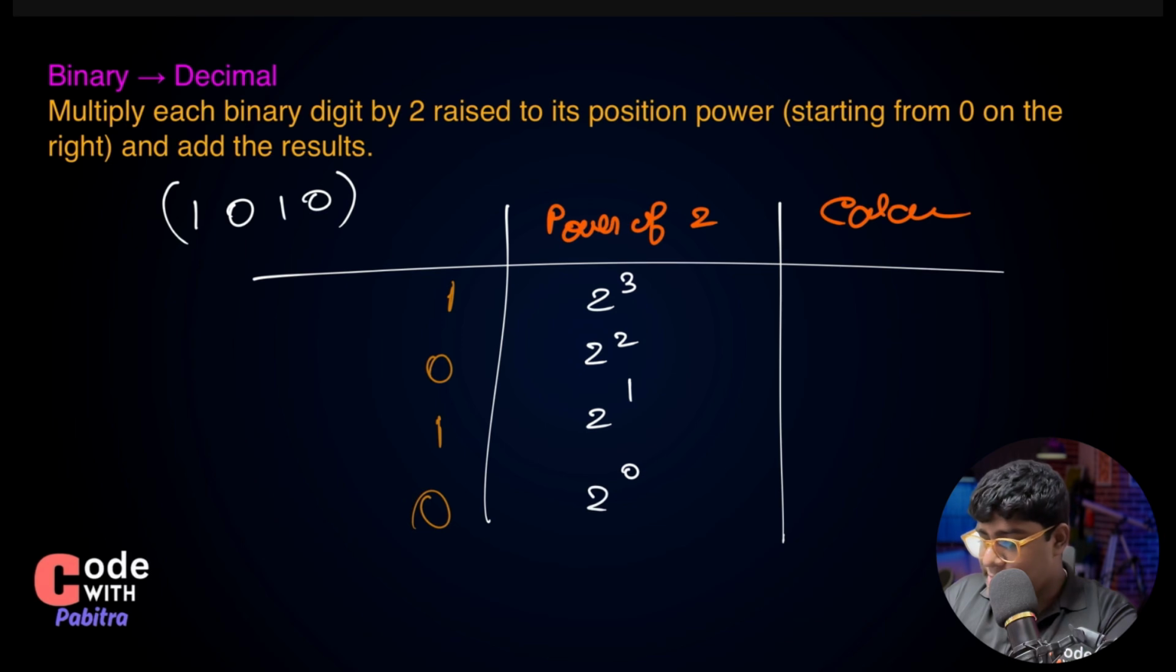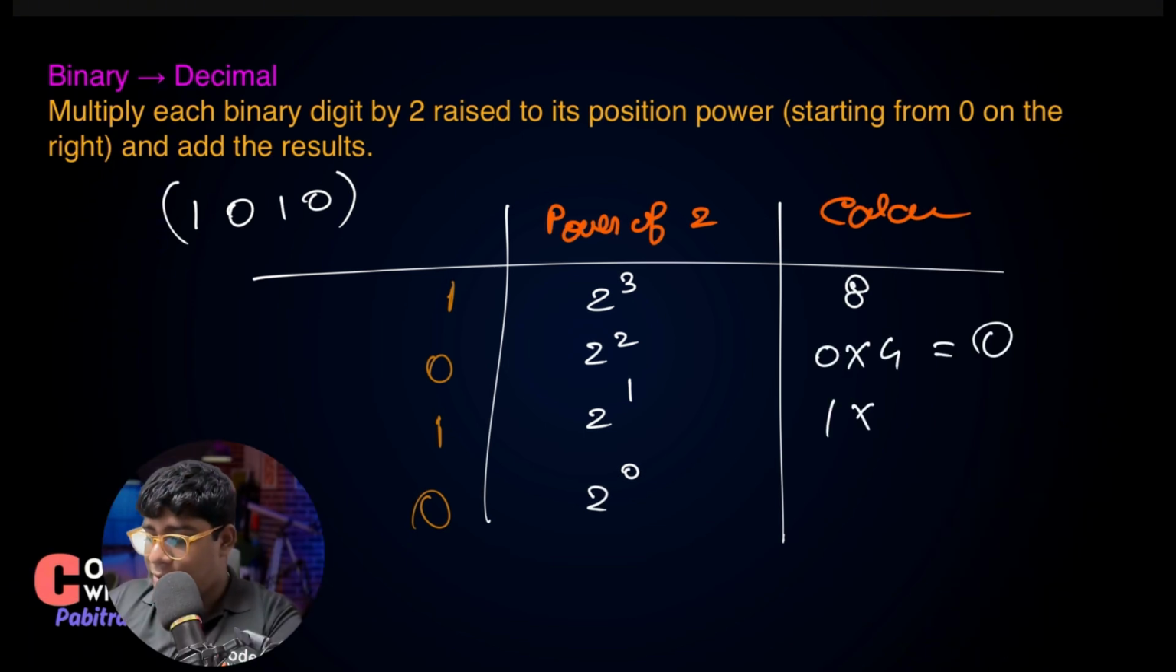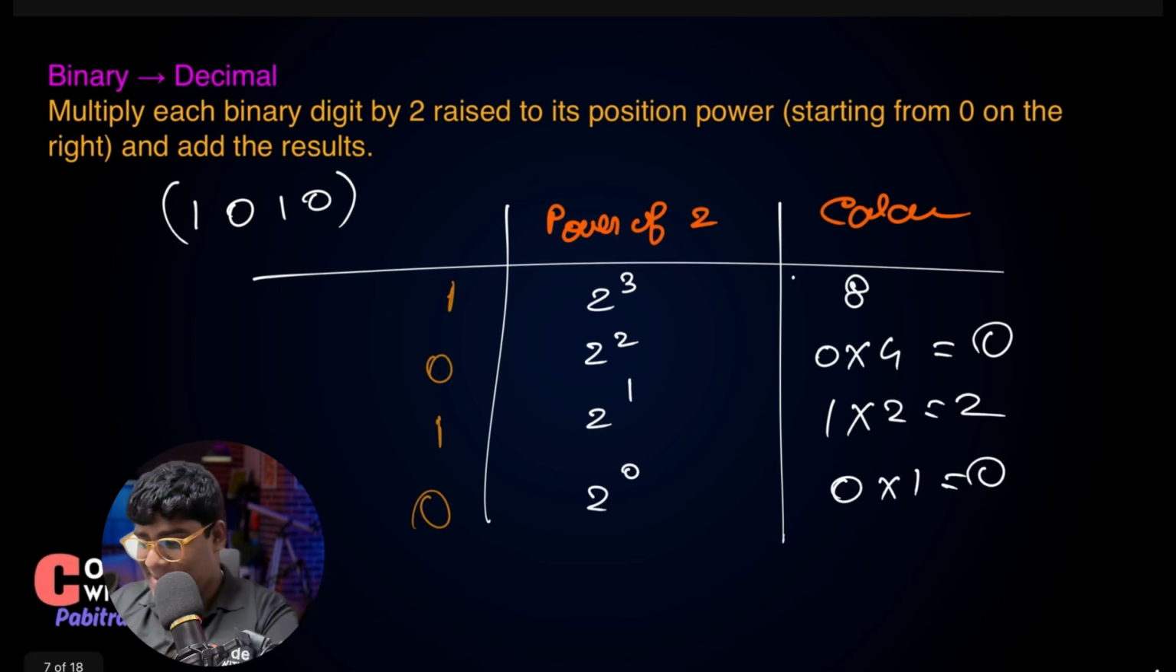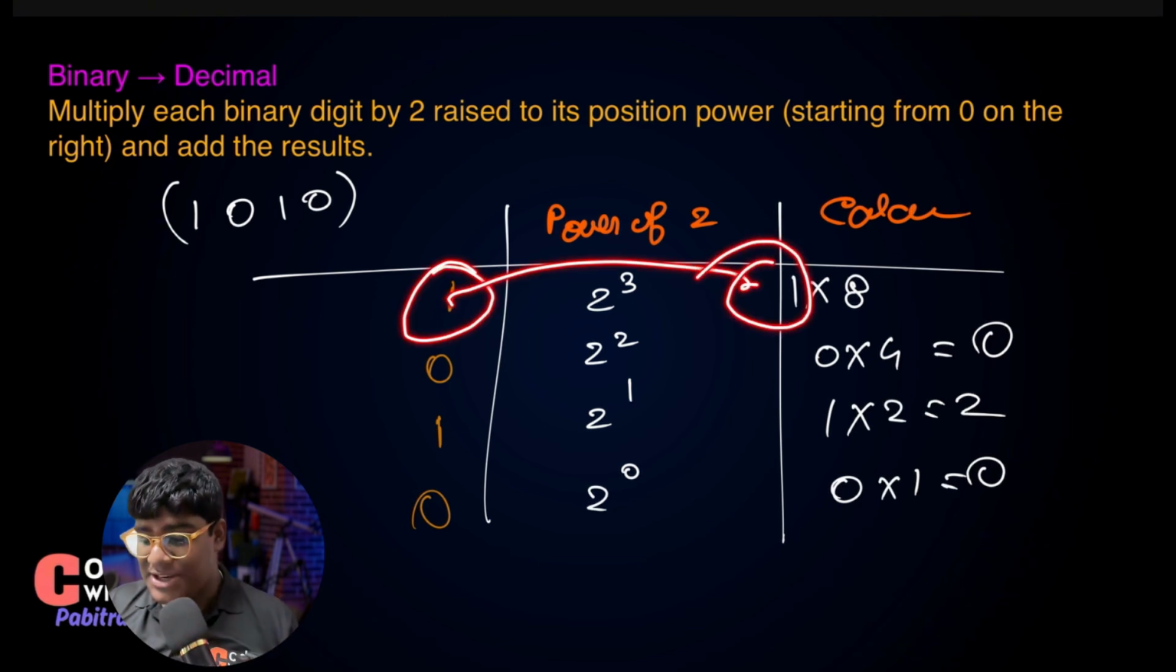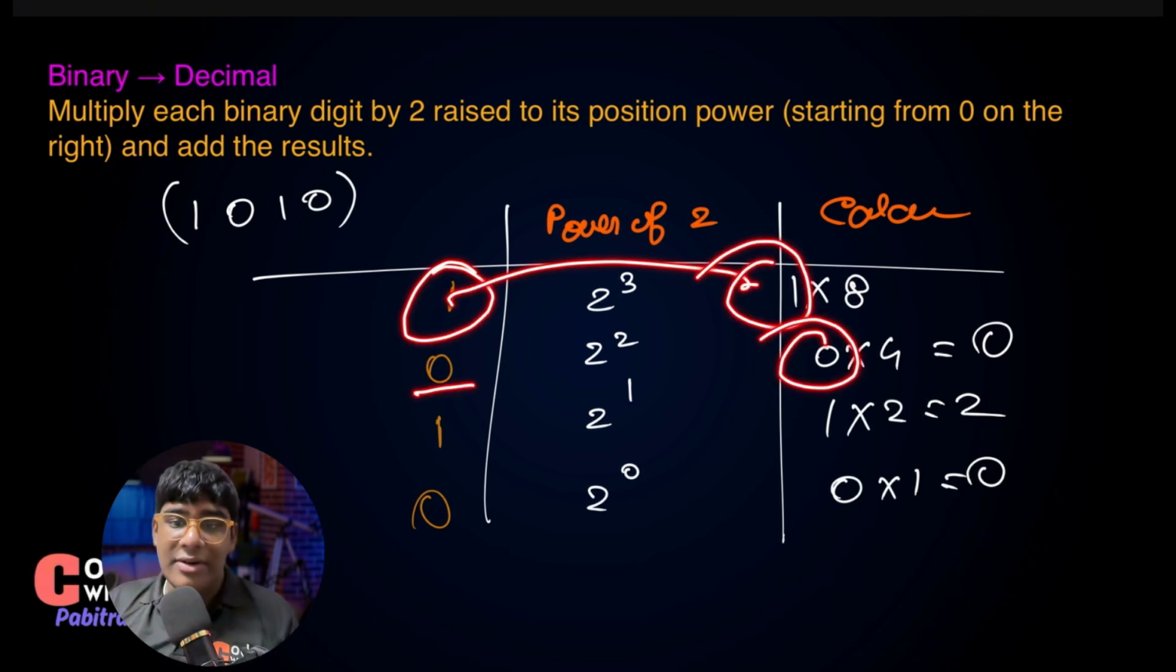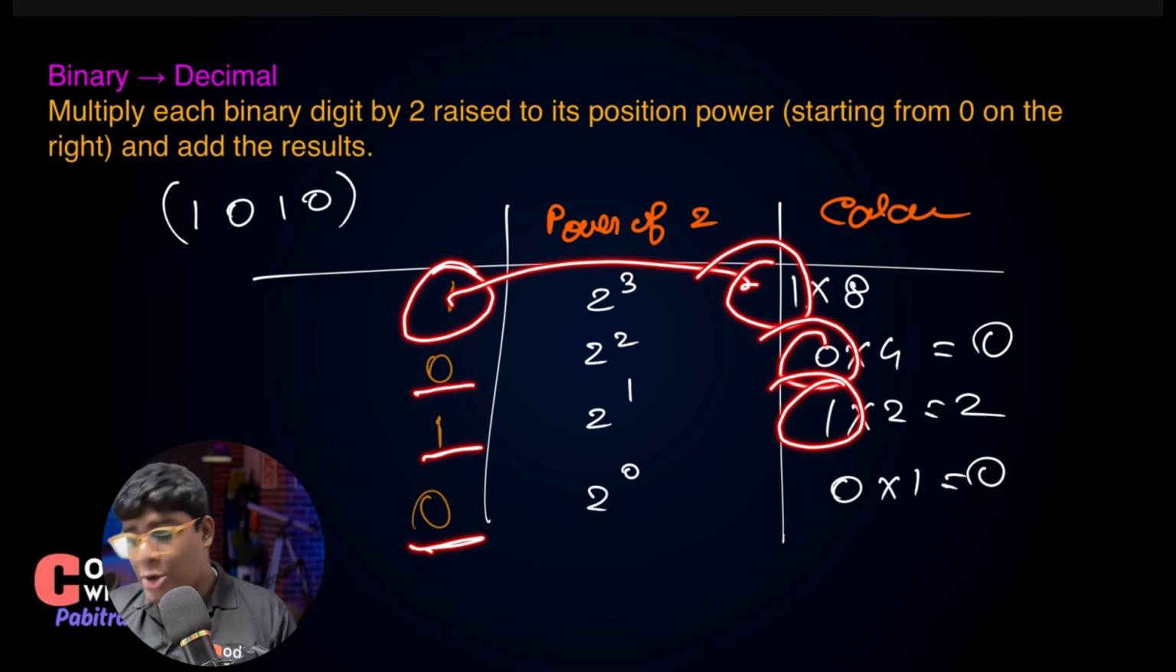So what will be the calculation? This will be 8. This will be 0 into 4, so that means 0. This is 1 into 2, this is 2. 0 into 1 is 0. And this is a 1. So this 1 has come over here, this 0 has come over here, this 1 has come over here, and this 0 over here.